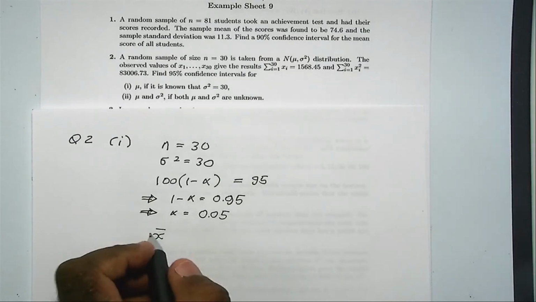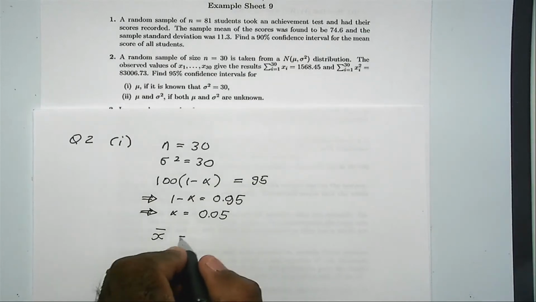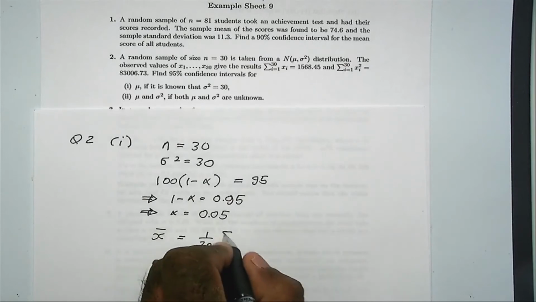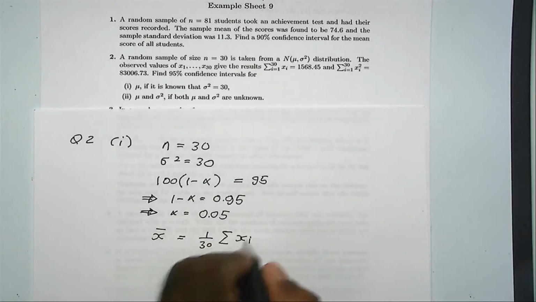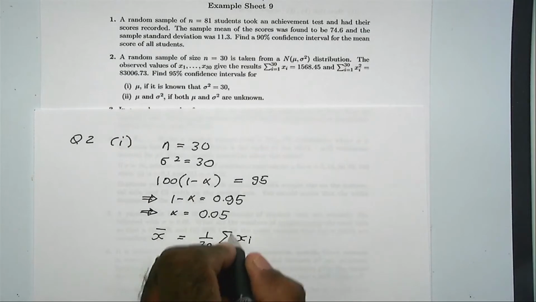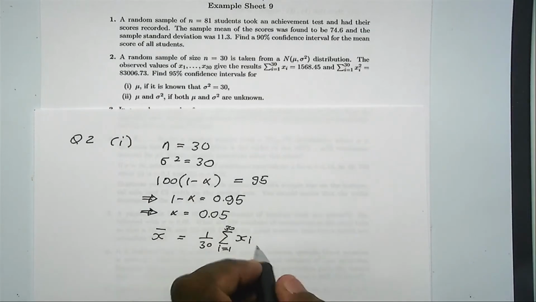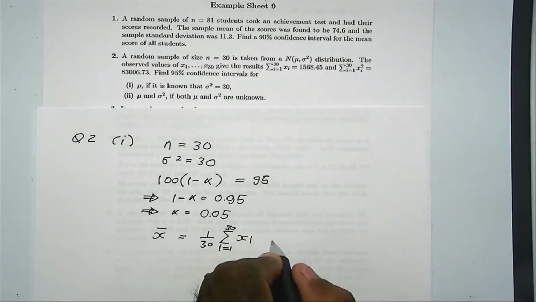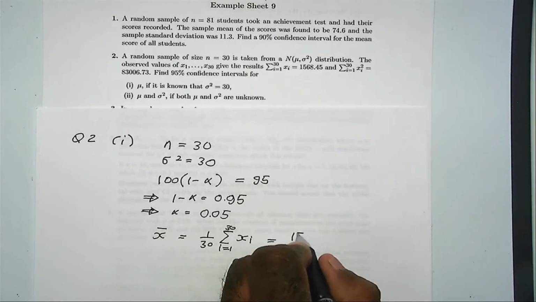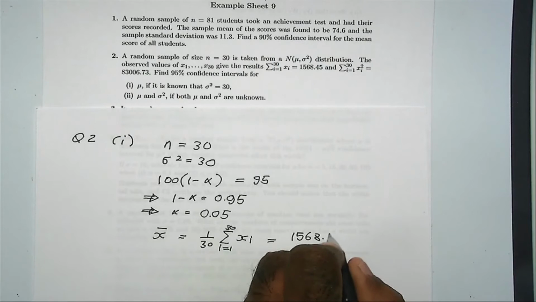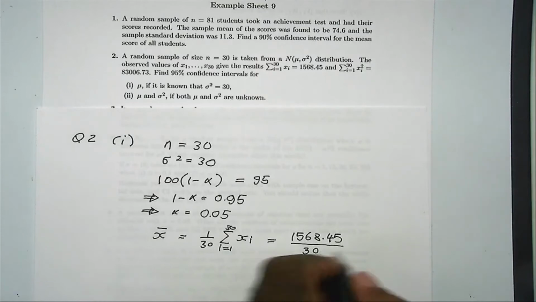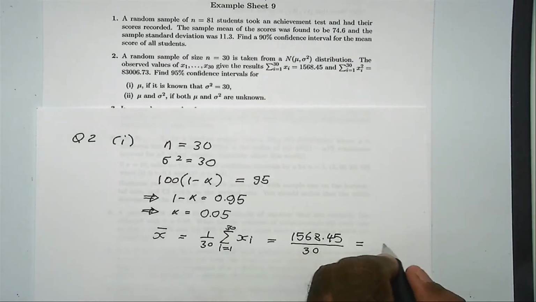Now we also need x bar. Remember, x bar is the sample mean. So this is simply 1 over 30 times the sum of the xi's. We are given the sum of xi, which is this number here. So this is 1568 divided by 30. And if you do the math, you will get 52.2817.